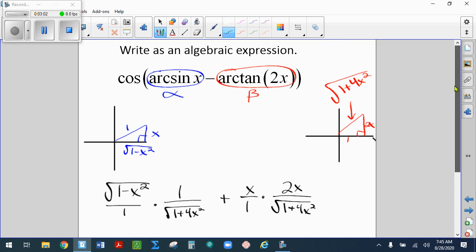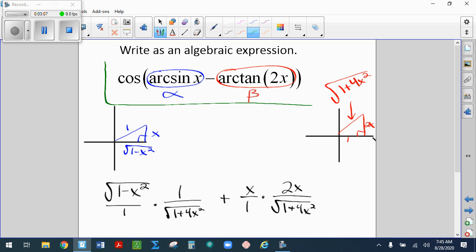So the biggest thing I wanted you to see on this problem is this very first part. This is in a form that we know how to do now. This is cosine of an angle minus an angle. But if you don't recognize that, then you have really no way of tackling this problem. So cosine alpha minus beta.